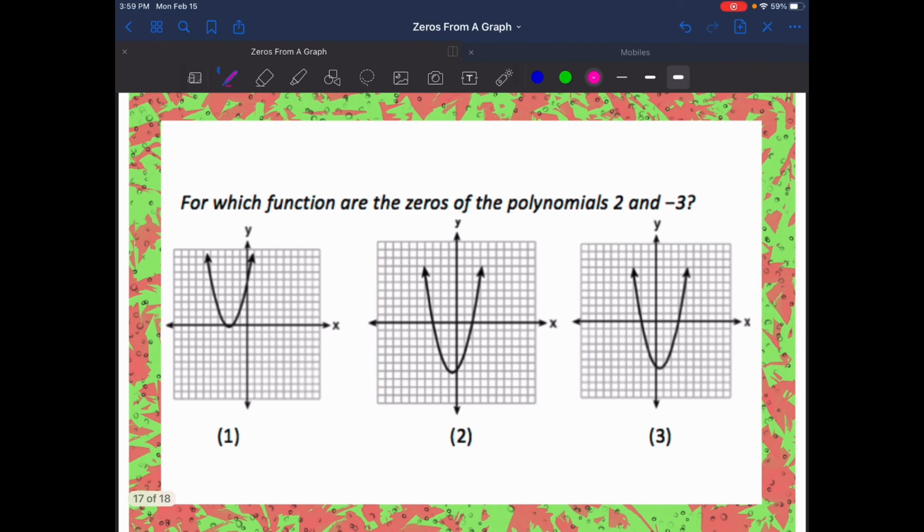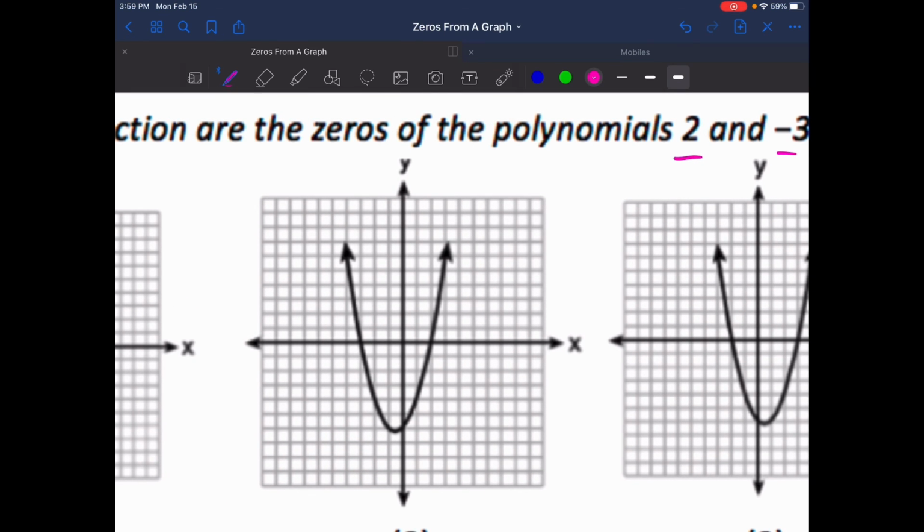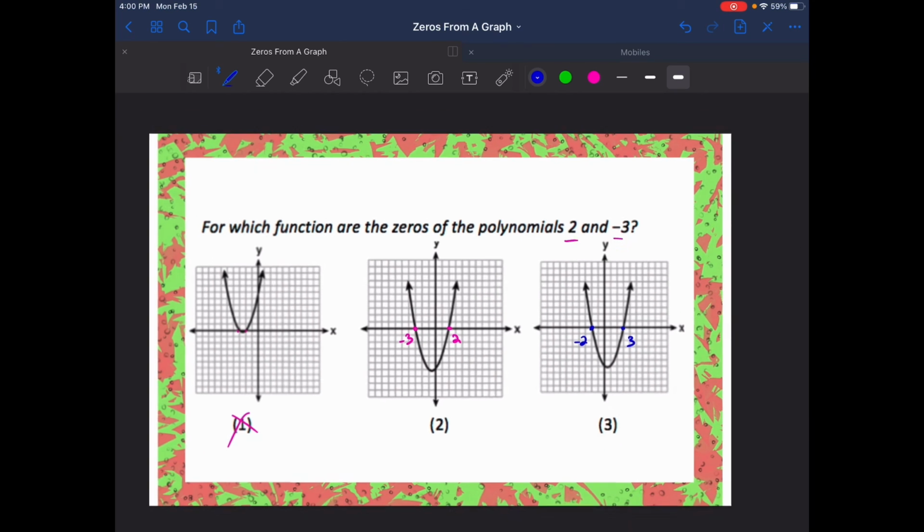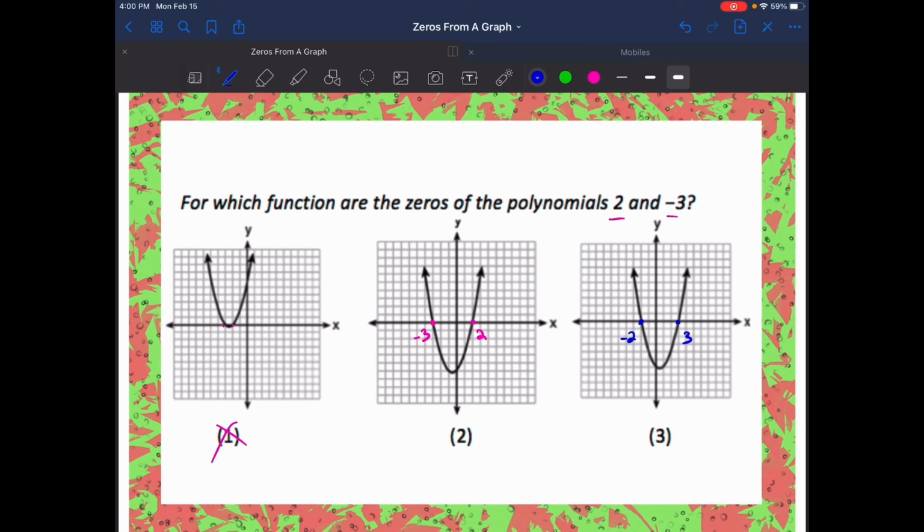Okay. One more. Which function has the zeros, +2 and -3. Well, you can get rid of choice 1 because it looks like those are both negative, so get rid of that. I'm looking at choice 2. That's -3. That's +2. And choice 3, that's -2, +3. So just being careful of my signs. Looks like I'm going to go with choice 2.